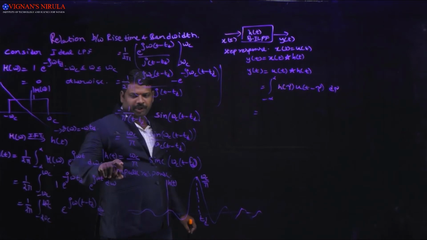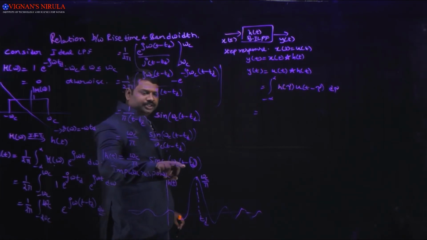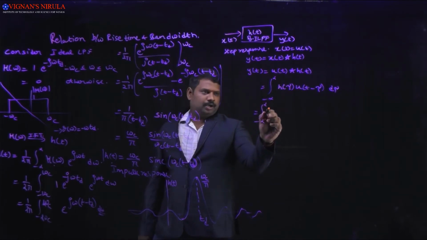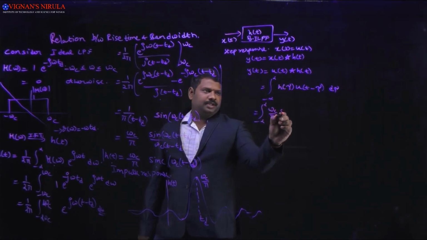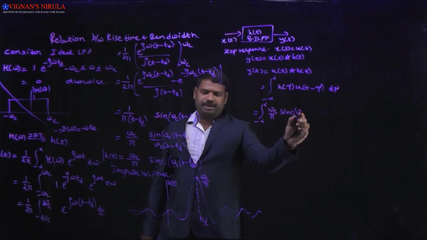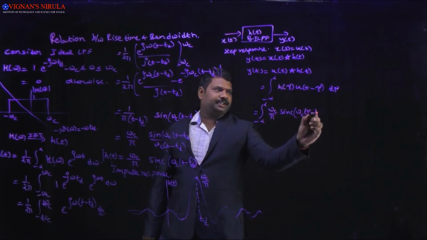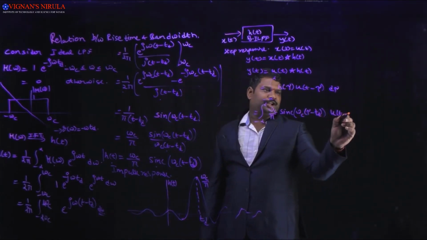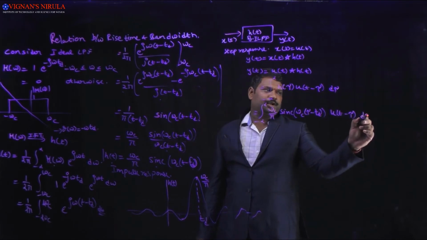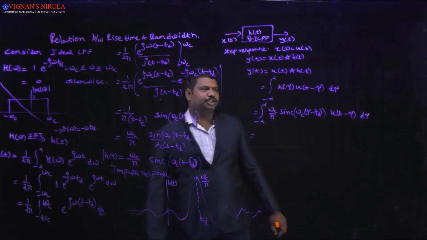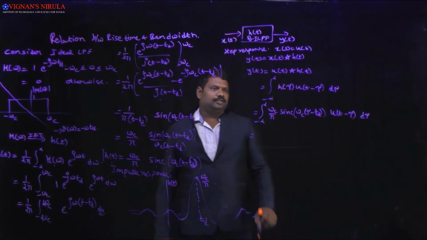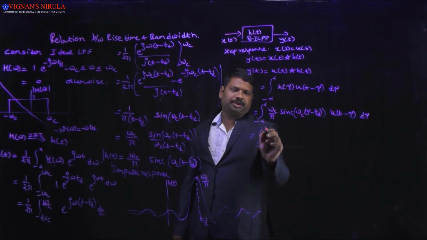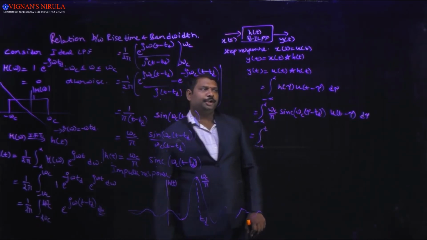As h of t will be equal to omega c by pi into sinc of omega c of t minus tau. Therefore, h of tau will be written as omega c by pi sinc of omega c of tau minus td, u of t minus tau, d tau. Therefore, the limits of this particular integral will be from minus infinity to t.